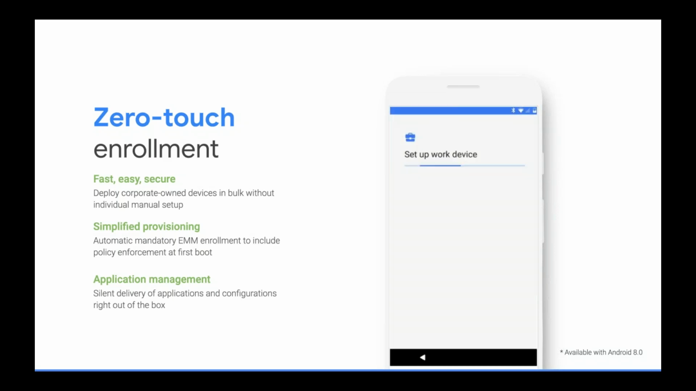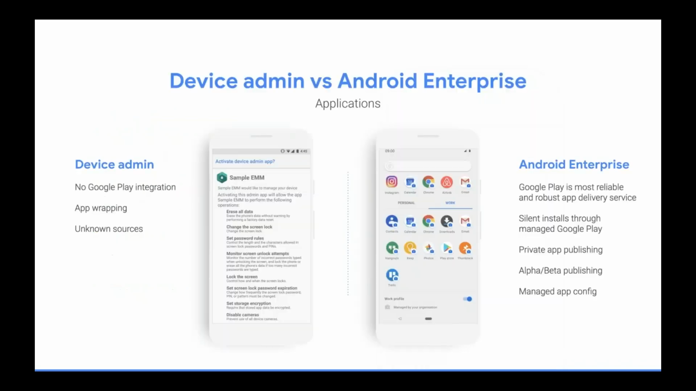So even if the device was factory reset, it would be automatically kicked back into that enrollment flow. From an applications perspective, one of the issues with Device Administrator was there was no tie-in to Google Play. So it was very difficult when you talk about deploying public applications onto a Device Administrator managed device, as well as typically from a security perspective, if you wanted things to work with the security of a container or something like that, it would require some sort of app wrapping.